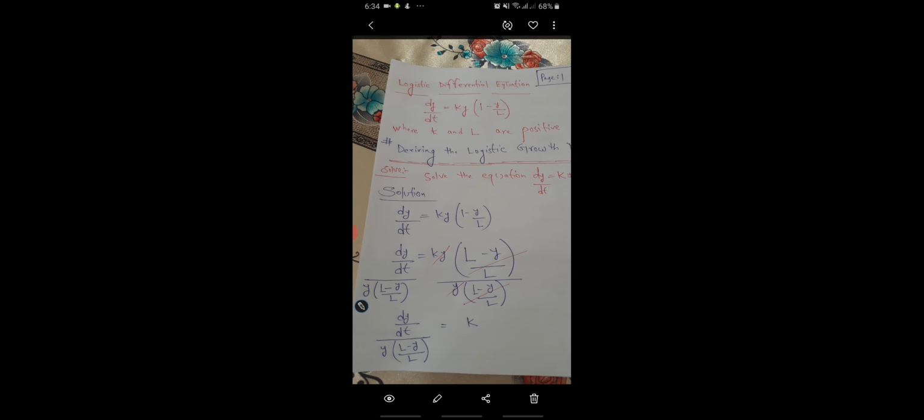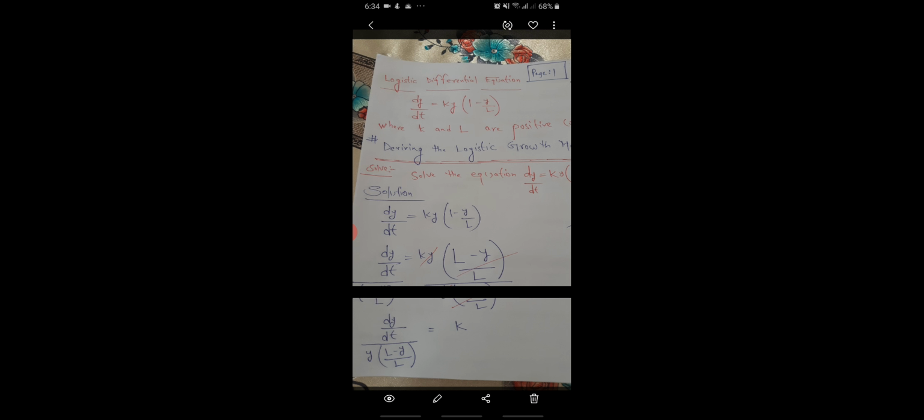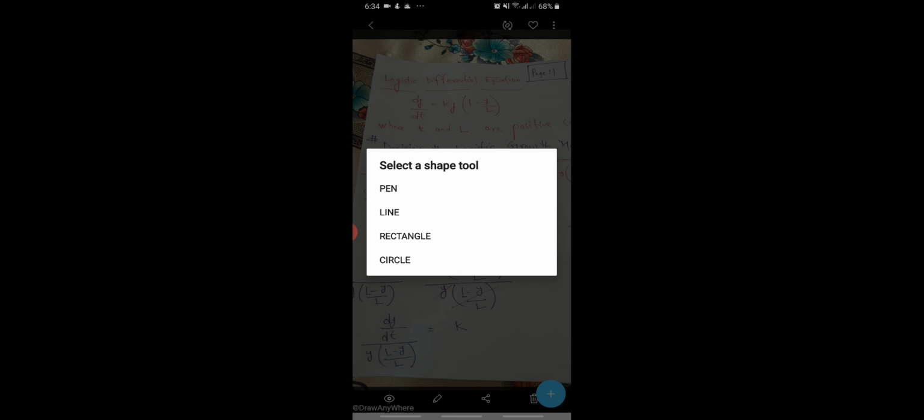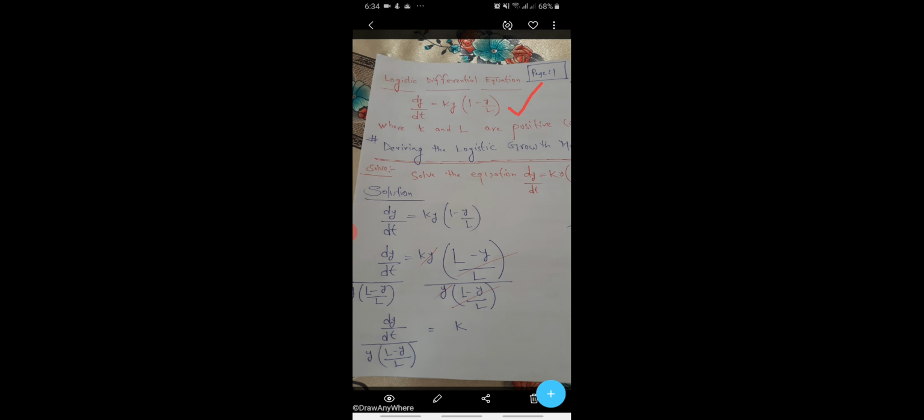So, our lecture was the logistic differential equation. I told you this equation, right? The equation is dy/dt = ky(1 - y/L), where k and L are positive constants. Okay. So now we have this differential equation, and we have to solve it.